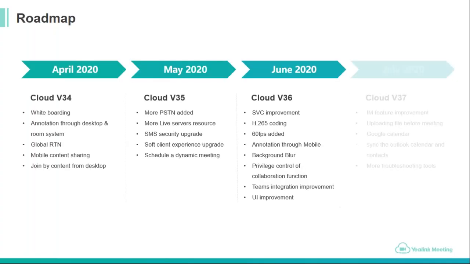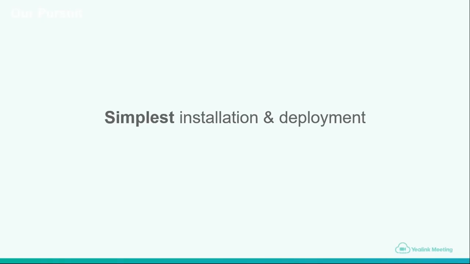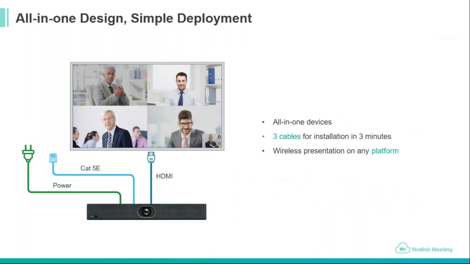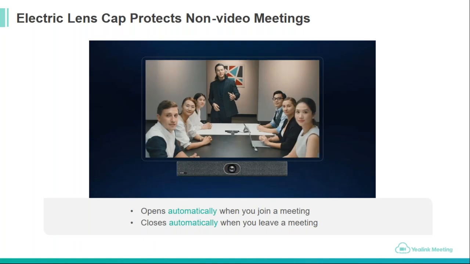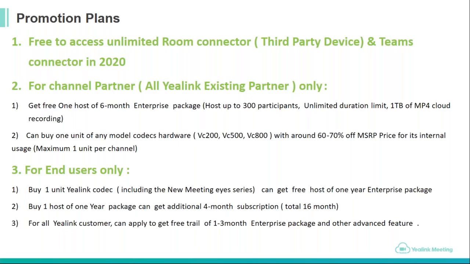And I would like to emphasize the details of our promotion. So let me go to the promotion slides. You are free to access the support connector and also team connector in the year of 2020, right? And for partners, we are offering a 6 months enterprise package. Also you can buy 1 unit of the hardware with a very substantial discount. And for customers, if they buy hardware, they can get a free host also.